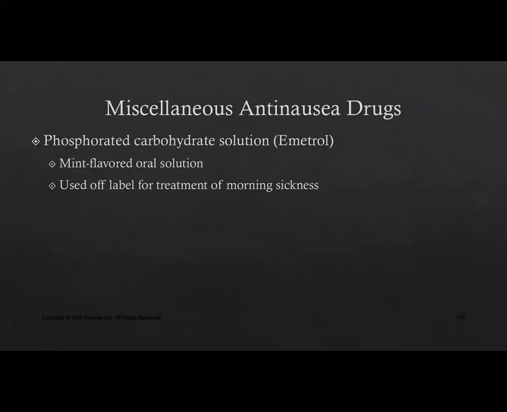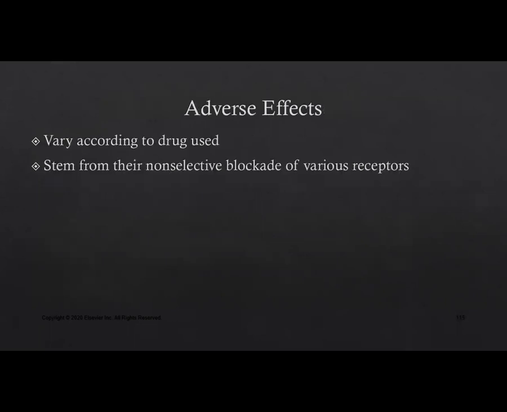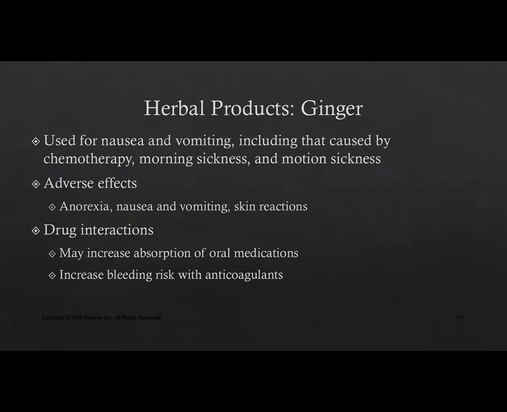Some of your miscellaneous anti-nausea drugs are your phosphorated carbohydrate solution, a mint-flavored solution used off-label for treatment of morning sickness. Side effects, according to the drug used, stem from their non-selective blockade of various receptors. Some of your herbal products are ginger, which you can use for nausea and vomiting. What I will say is ginger can increase bleeding risk with anticoagulants. So ginger a lot of times can be used for nausea and vomiting, but you just want to make sure that they're not on an anticoagulant with it.